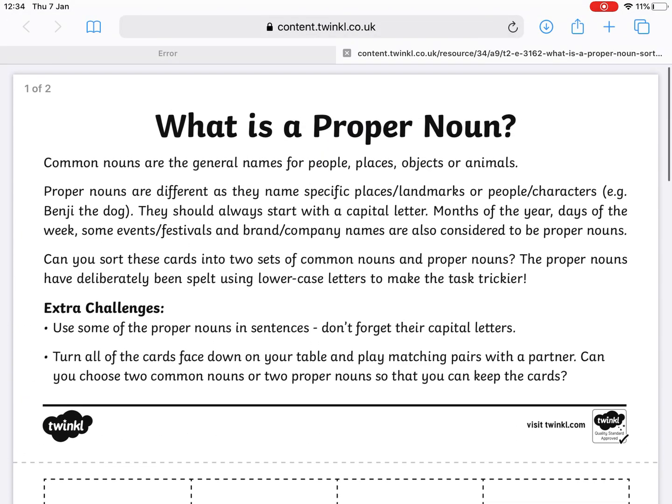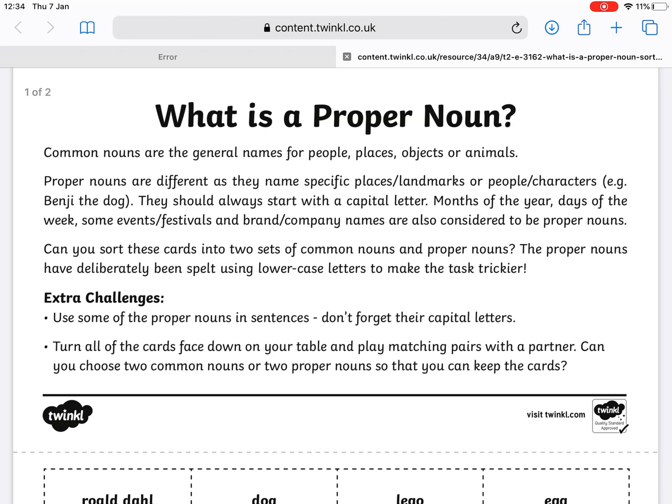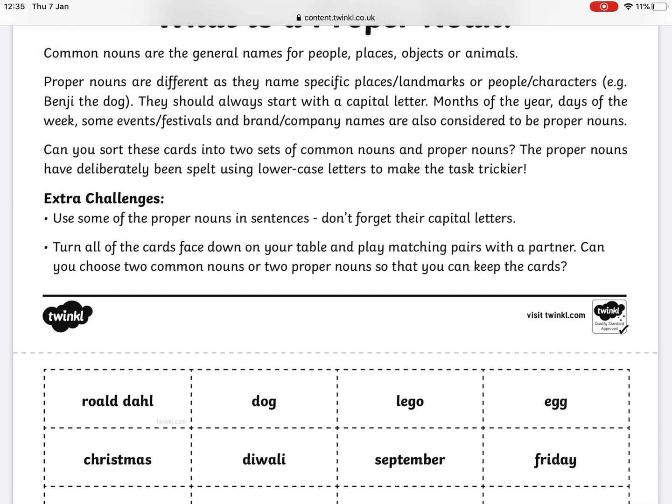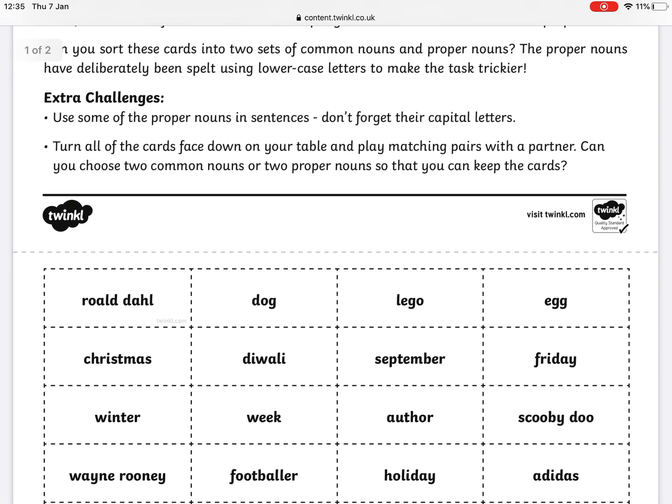So this here is the spicy hot task, and I'll get the mild task back up in a moment. For the spicy hot task, what I'm going to get you to do is sort these cards into two sets of common nouns and proper nouns. So you should have two groups altogether. The proper nouns have deliberately been spelled using lowercase letters to make the task a bit trickier. If they had just put them all in uppercase, it would be so easy to work out the answer. So it's really to get you thinking.